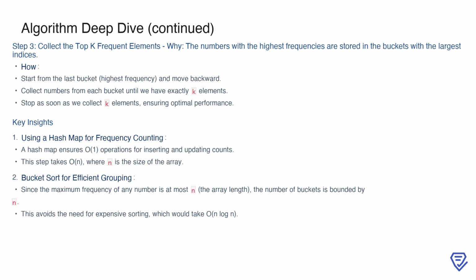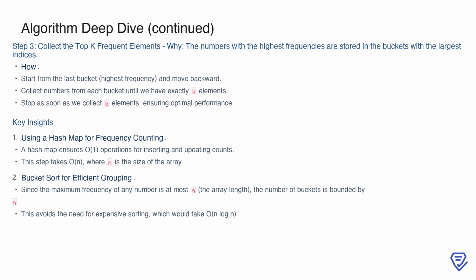A few key insights make this approach efficient. First, using a hash map for frequency counting allows us to perform insertions and updates in constant time, leading to an overall time complexity of O(n) for this step, where n is the size of the array. Second, the bucket sort approach eliminates the need for traditional sorting. Since the maximum frequency of any number cannot exceed n, the number of buckets is also limited to n.